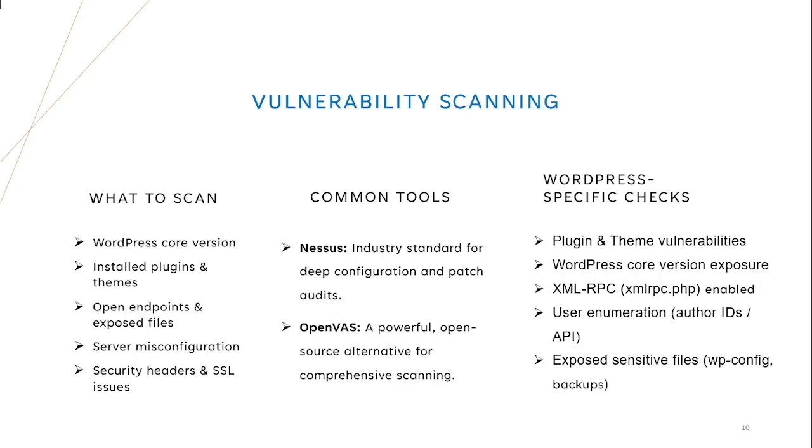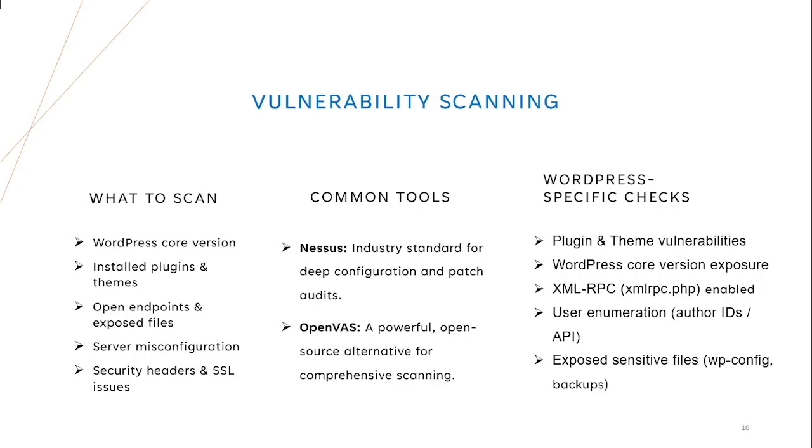And common tools. The most commonly used automated tools were Nessus and OpenVAS. Nessus is an industry standard for deep configuration and patch audits. And OpenVAS is a powerful open source alternative for comprehensive scanning. Moreover, these two tools are commonly used and they produce fewer false positives. We have to check the results or outputs from these tools.